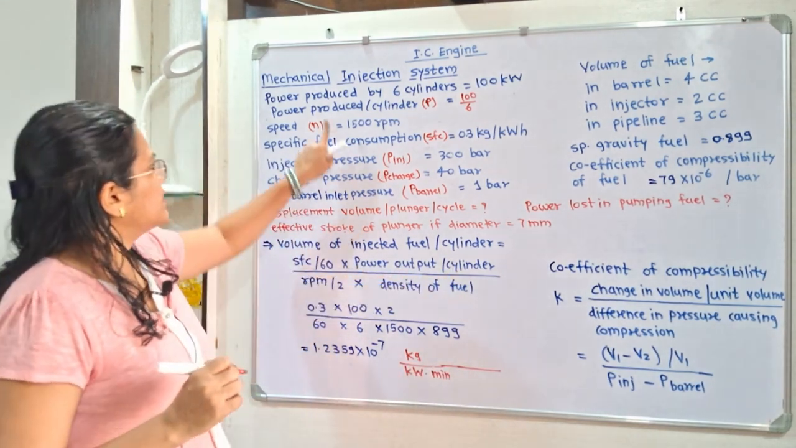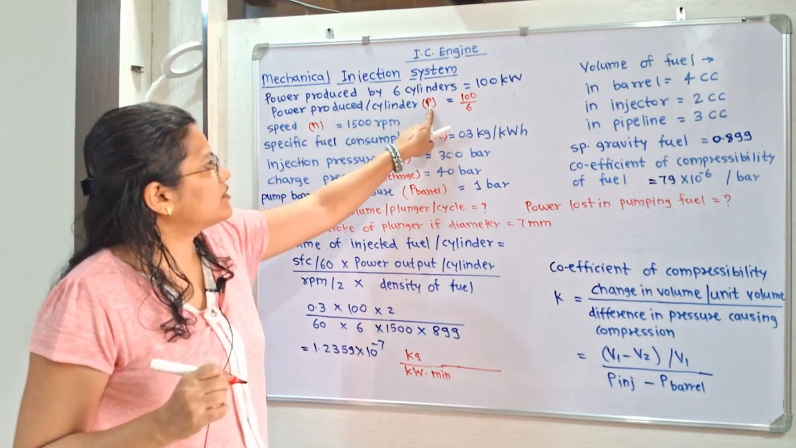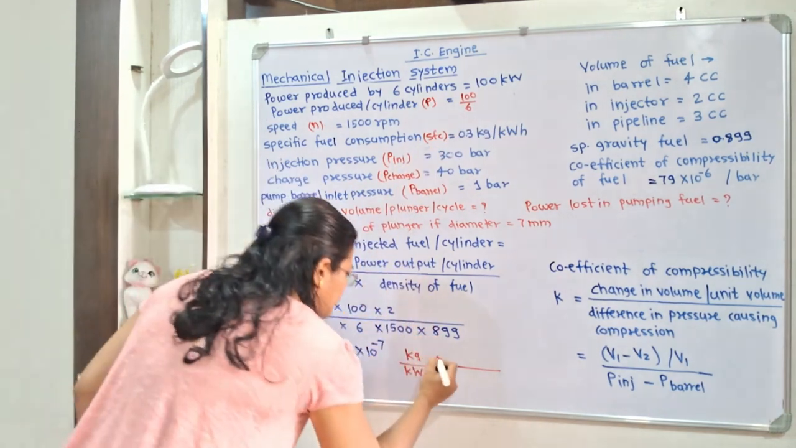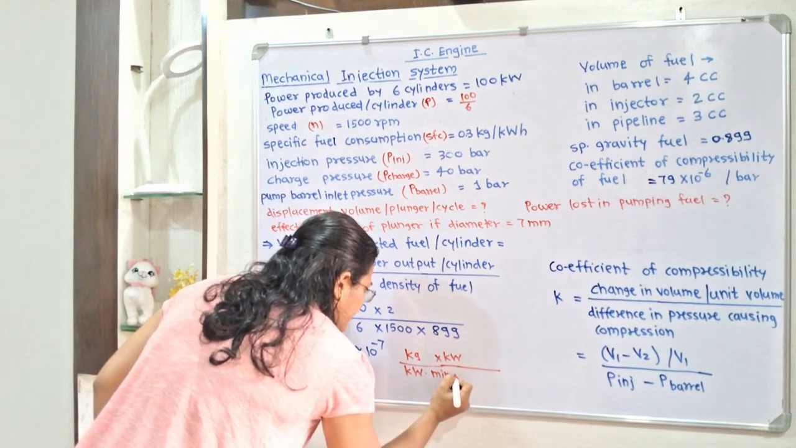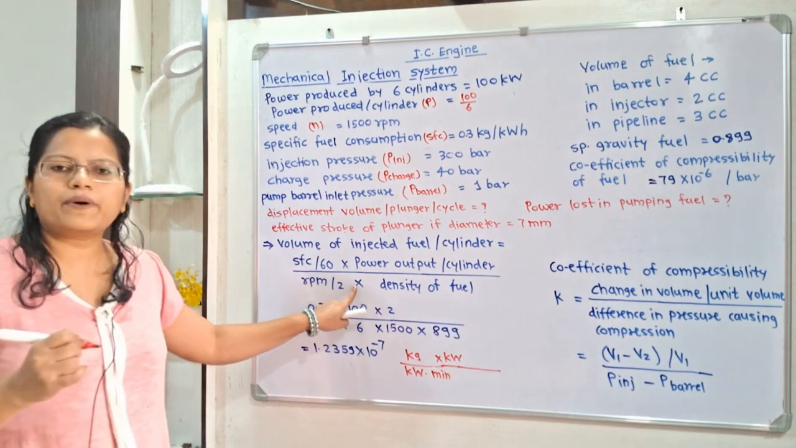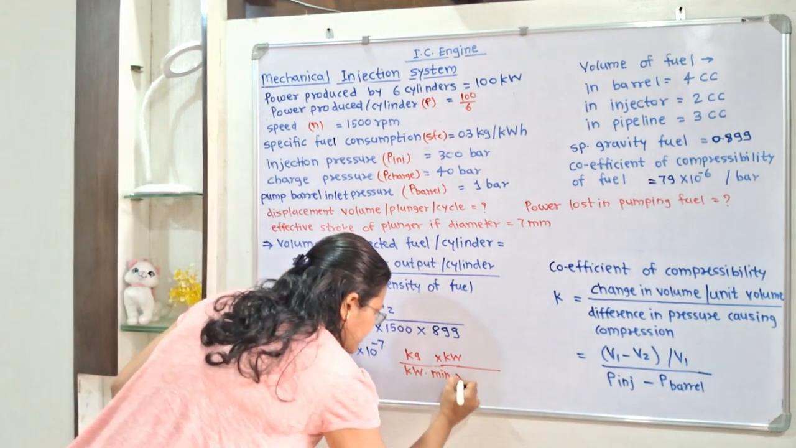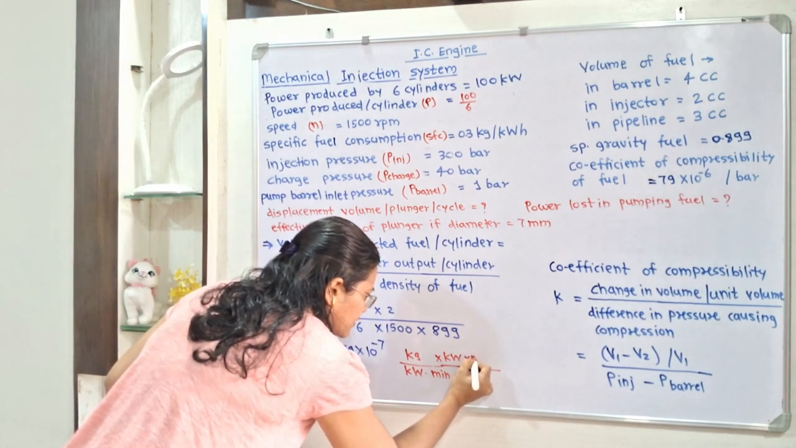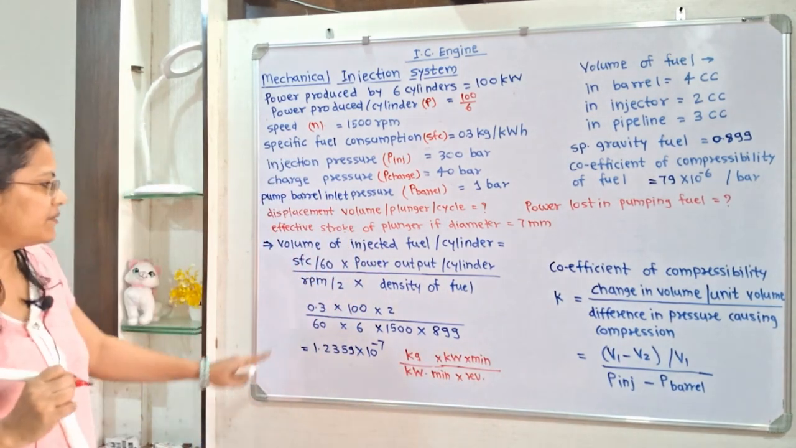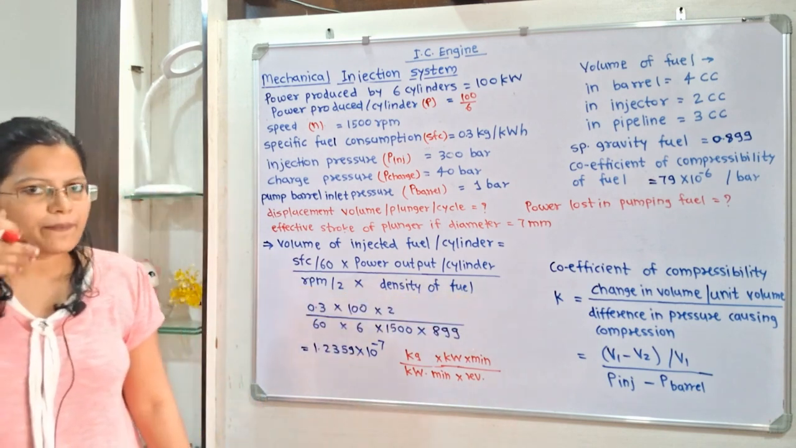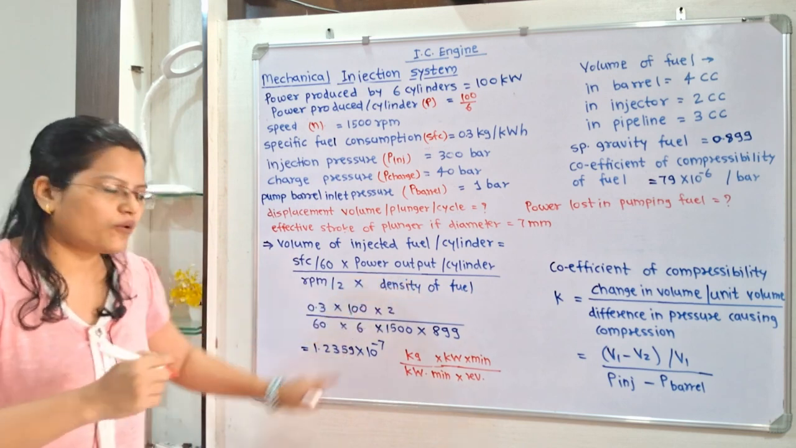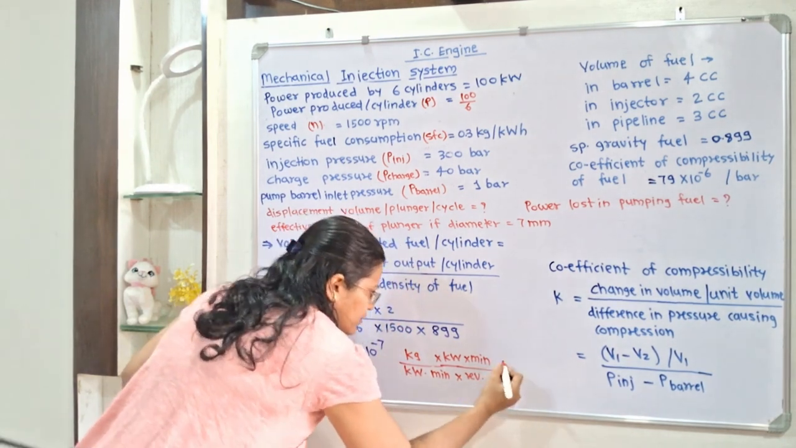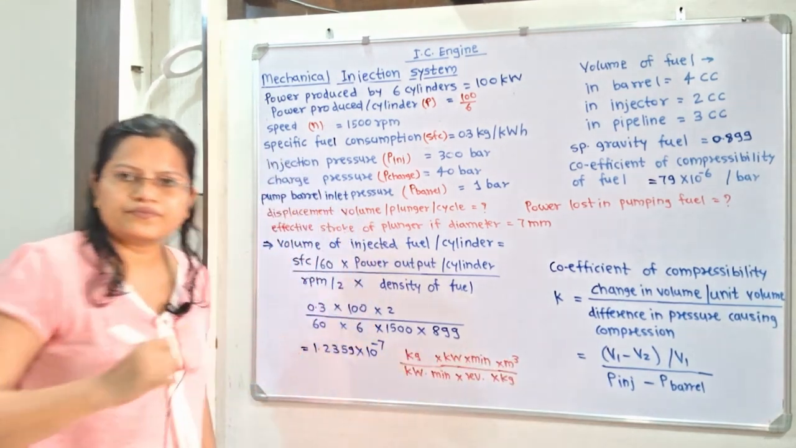Power output per cylinder P, 100 by 6, unit is the same, kilowatt. It is in the numerator, so in the numerator I will write here kilowatt. Then in the denominator, revolution per minute, so here I will write revolution and per minute, that is divided by minute, so it will transfer into the numerator. I will write here minute. Then density of fuel, kilogram per meter cube. This term is in the denominator, so I will transfer this into the numerator.